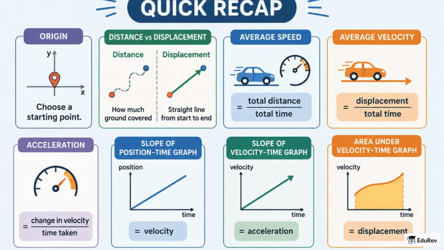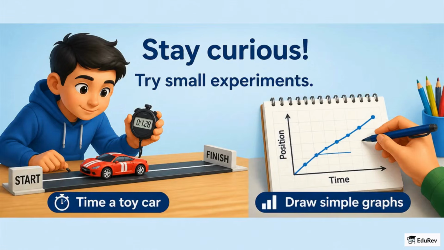Slope of position-time equals velocity. Slope of velocity-time equals acceleration. And area under velocity-time equals displacement. Keep curious and try small experiments, like timing a toy car on a straight track or drawing simple graphs.